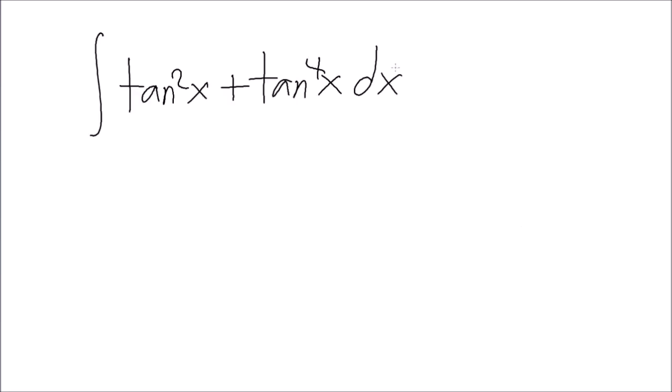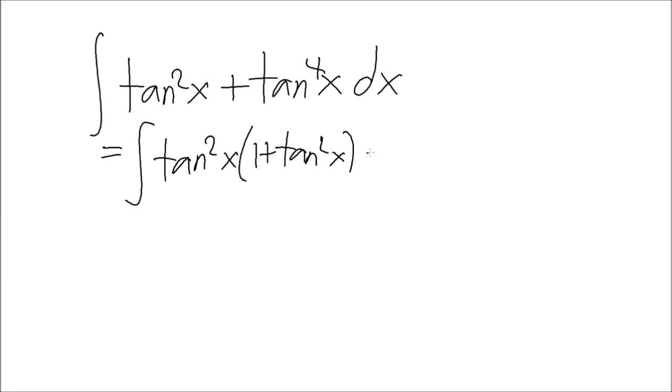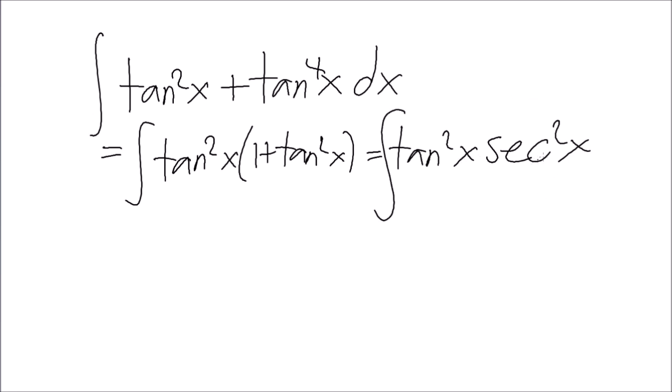Ooh, I like this one. This one's a sneaky one. So, I mean, you could do it regularly on both sides, or watch this. What I'm going to do is, because these are tangent squares, let's see, if I factor out tangent square, what's going to happen? I get 1 plus tangent square. Oh shoot, and that equals tangent square secant square.